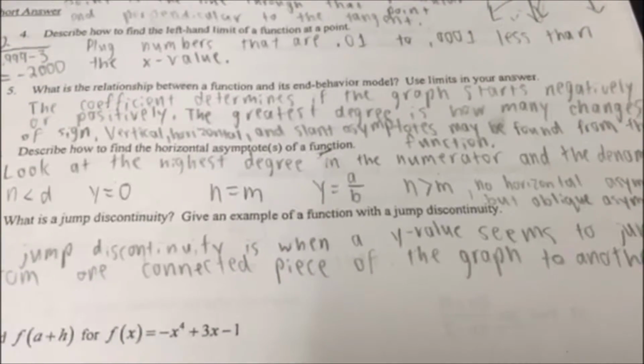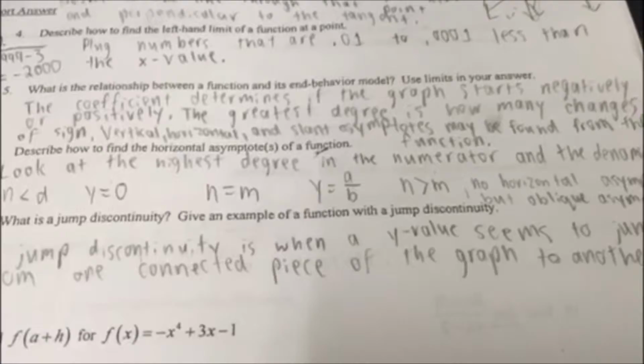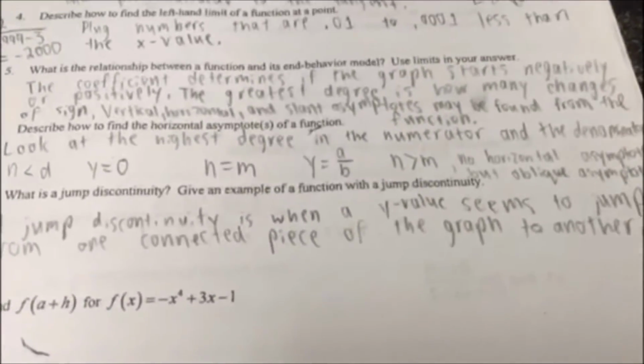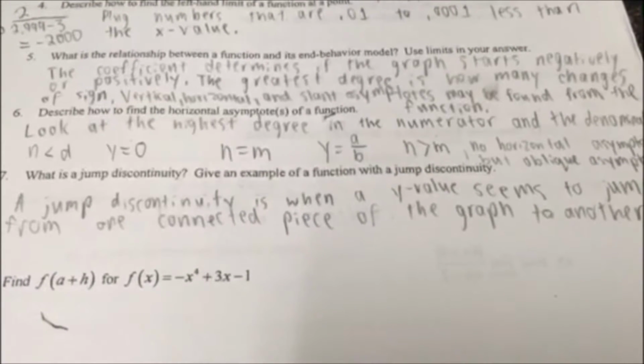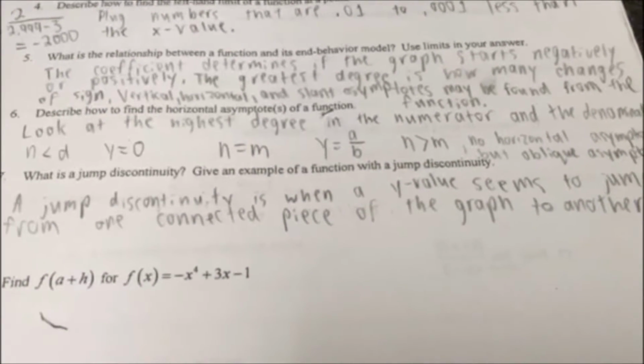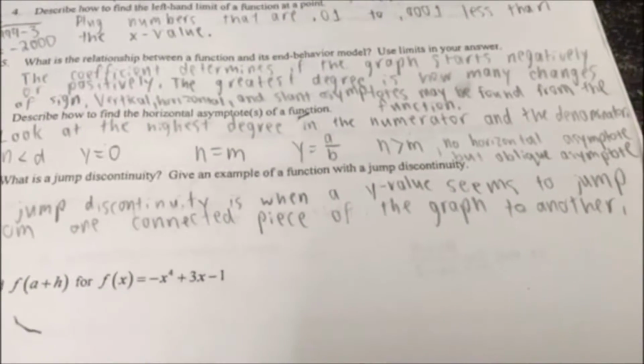What is the relationship between a function and its end behavior model? The coefficient determines if the graph starts negatively or positively. The greatest degree is how many changes of sign there are. Vertical, horizontal, and slant asymptotes may be found from the function.